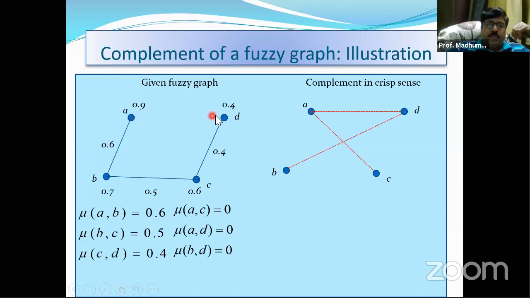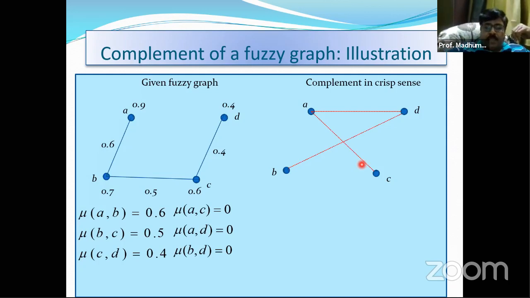And there is no edge between the vertices A and D in the original graph, so there is an edge between the vertices A and D in the complemented graph. Okay, so this is the definition of complement. It means if there is an edge in the original graph, there is no edge in the complement graph. And if there is no edge in the original graph, then there is an edge in the complemented graph. So this is the definition of complement graph in our crisp sets.